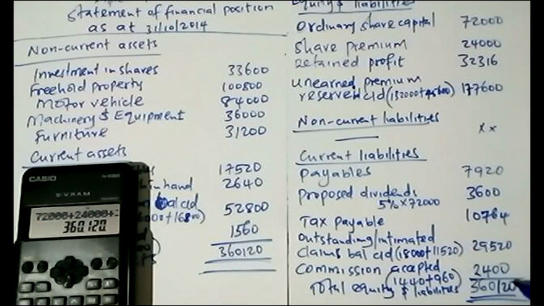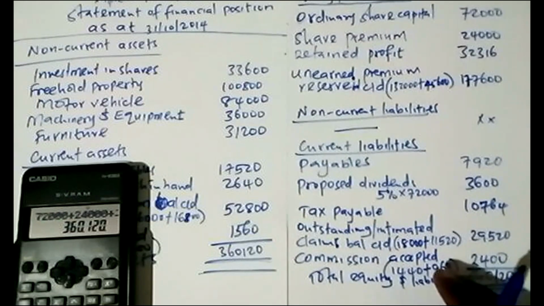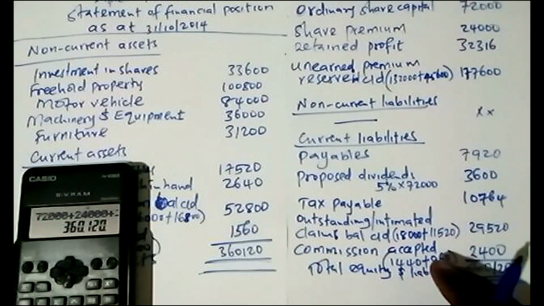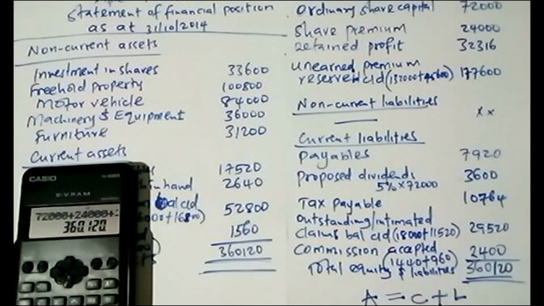Because we always say that assets is equal to capital plus the liabilities, and it's agreeing to the equation. So that marks the end of the question.